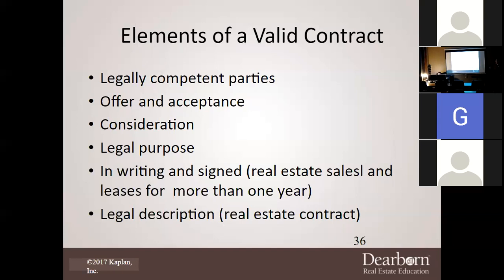The offer and acceptance, okay? There has to be an offer and an acceptance. Consideration, there has to be something of worth or value. Now, the question they're going to hit you on in the exam is that it always has to be what?